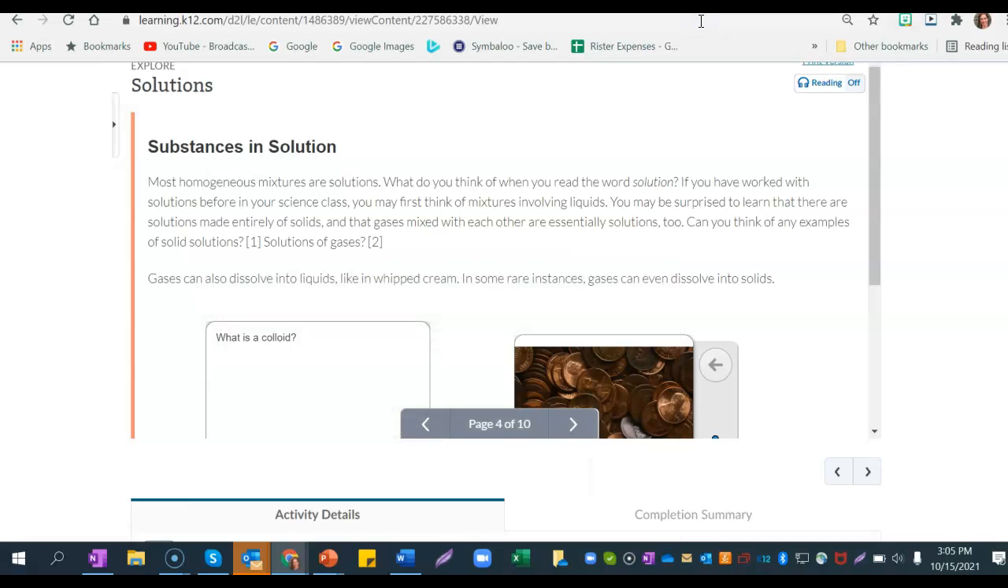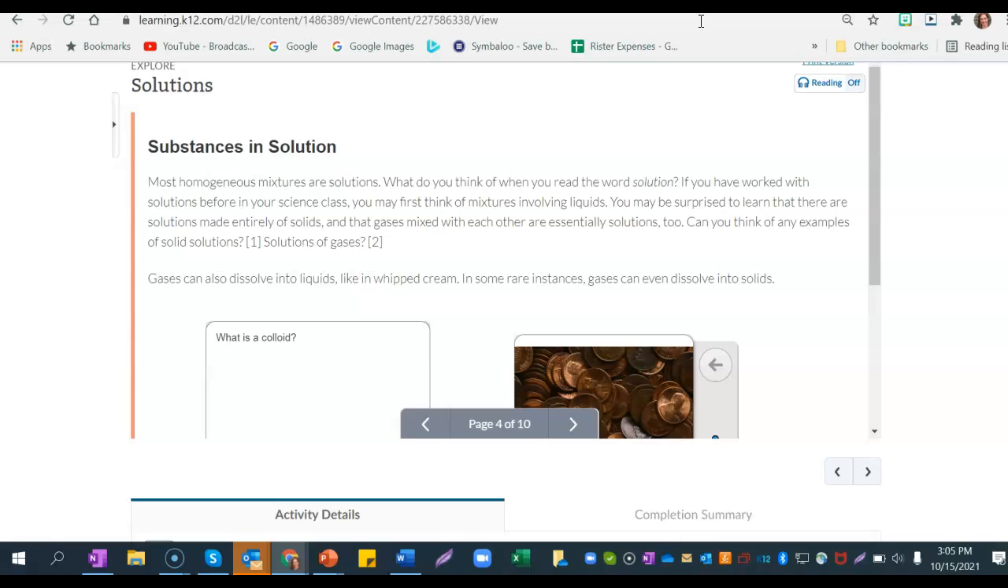So substances and solutions. Most homogeneous mixtures are solutions. What do you think of when you read the word solutions? If you've worked with solutions before in your science class, you may think of mixtures involving liquids. You may be surprised to learn that there are solutions made entirely of solids and that gases mixed with each other are essentially solutions too. Can you think of some examples of solid solutions and solutions of gases?